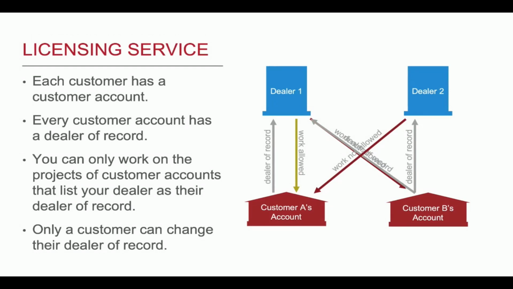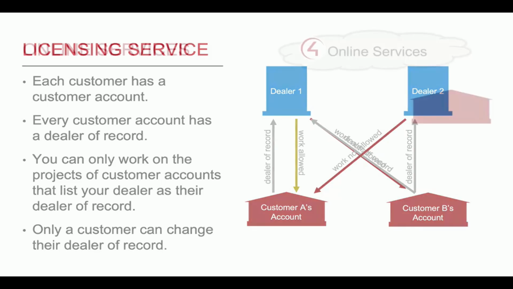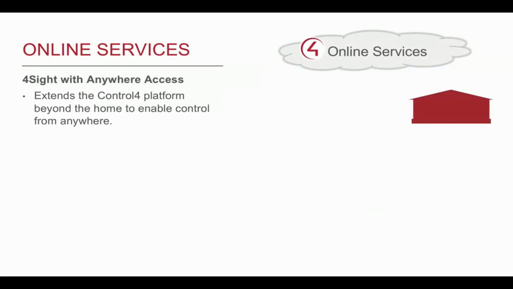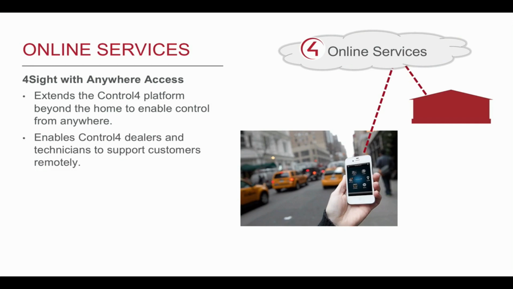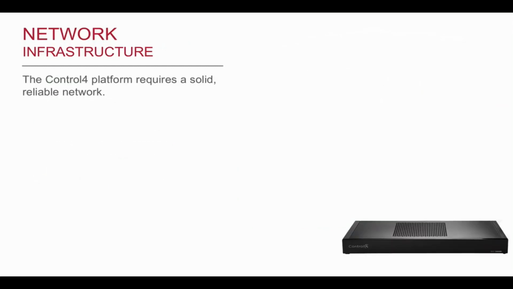Another service to know about is Foresight with Anywhere Access. Foresight extends the Control4 platform beyond the bounds of the home so that homeowners can securely control their home from anywhere using the Control4 mobile app. It also enables Control4 dealers to support customers remotely. That means you don't always need to go to the customer's house to troubleshoot problems or make adjustments to the personalizations that you have implemented for them. Foresight is an optional service for customers that requires a license. These three pieces, controllers, drivers, and the online services, are the major pieces of the Control4 platform.